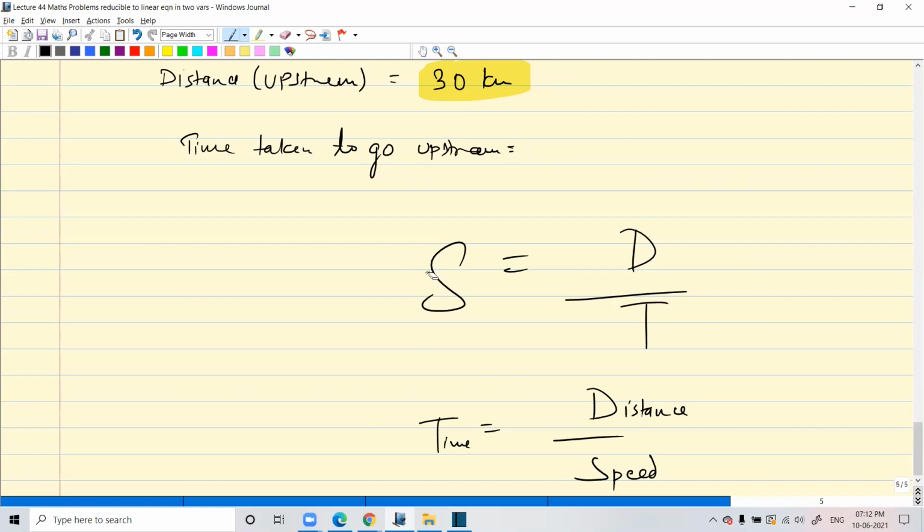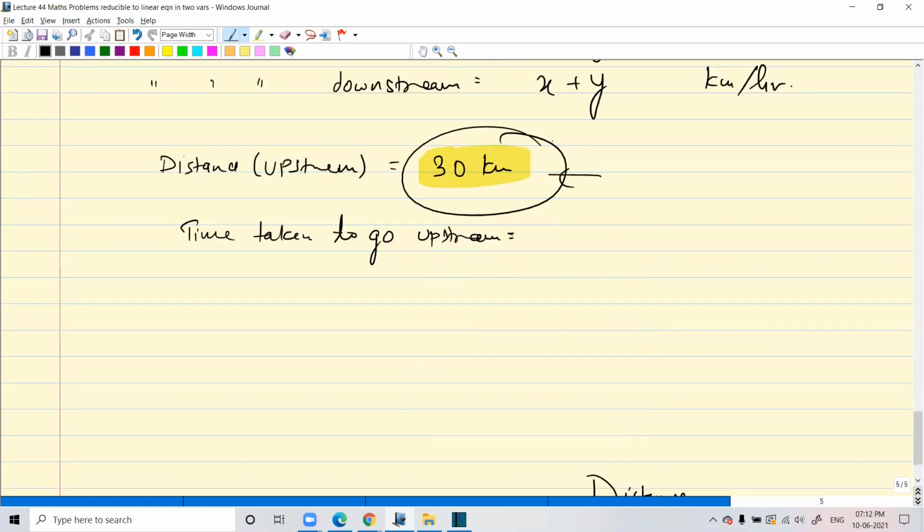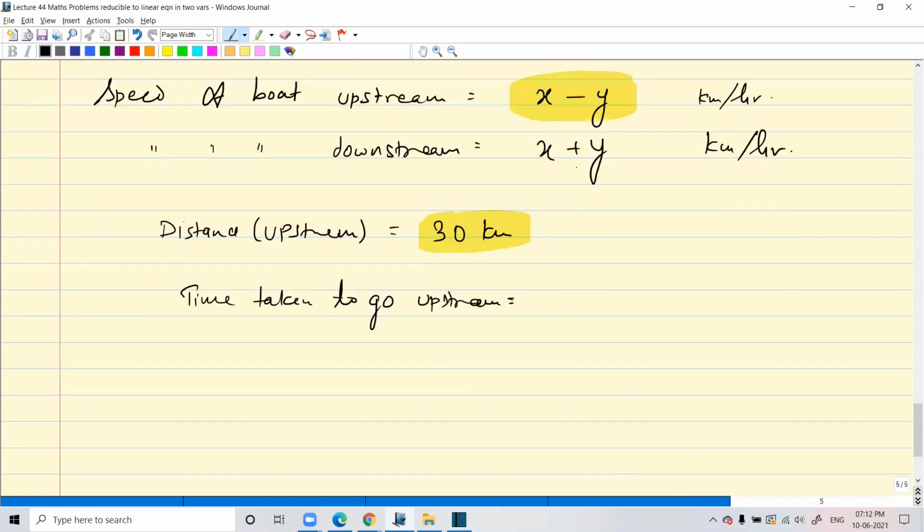So I already know what is the distance it went. So it went 30 kilometer upstream and the speed was x minus y. So the time taken for going upstream will be distance by speed, 30 by x minus y. Is it clear?